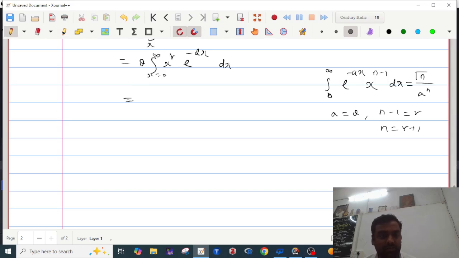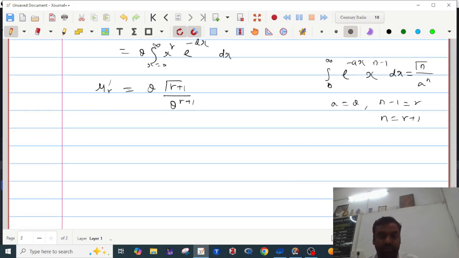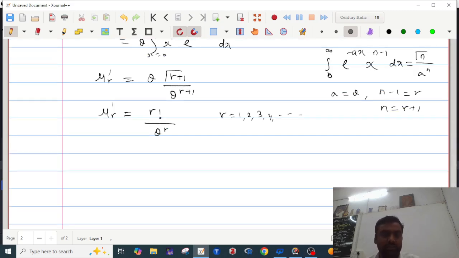Mu r dash is equal to theta into gamma n, that is gamma r plus 1, divided by a raised to n, that is theta raised to r plus 1. So theta upon theta raised to r plus 1, and gamma r plus 1 is r factorial, divided by theta raised to r. Here r starts from 1 to infinity. This is the general expression for raw moments.